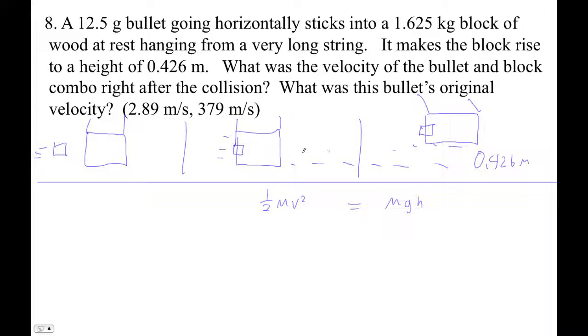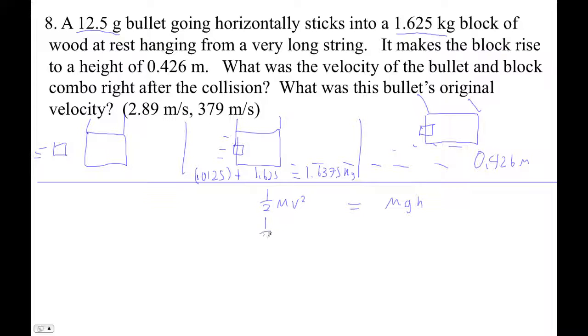Let's add the bullet mass, 0.0125, plus 1.625, which is 1.6375 kilograms. That's the block mass with the bullet added onto it, right? So turn these into kilograms. That's always the safest thing to do. And then let's just solve this thing.